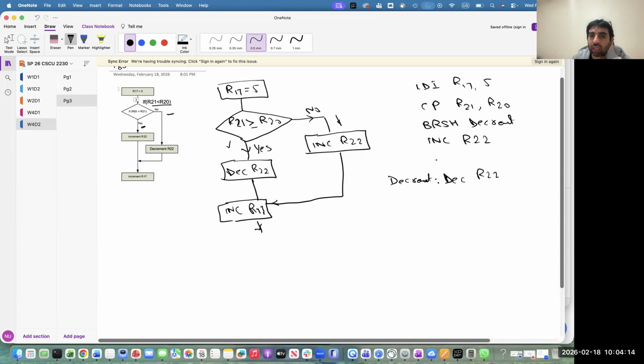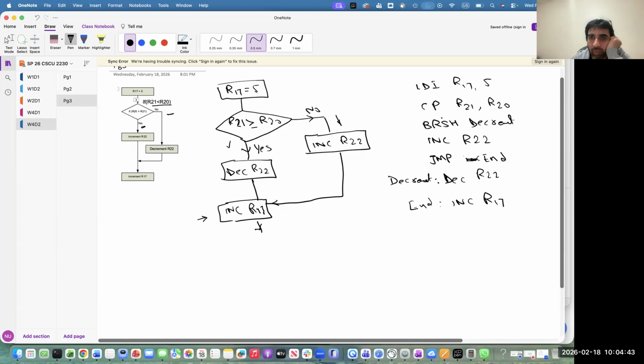Now, one thing which I think we have not covered in lecture is that I need to use the jump instruction. Why? Because after incrementing R22, I don't want to do decrement. I need to go to this increment instruction, right? So let's say end, and here I can put end, and it will be increment R17.